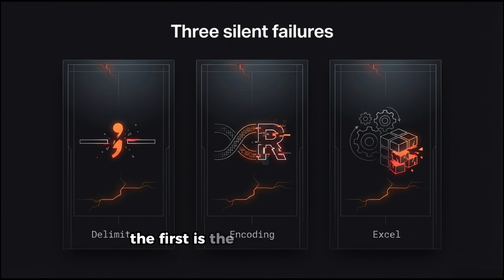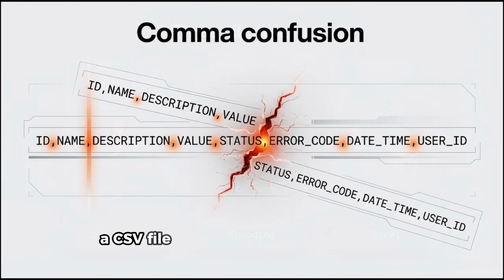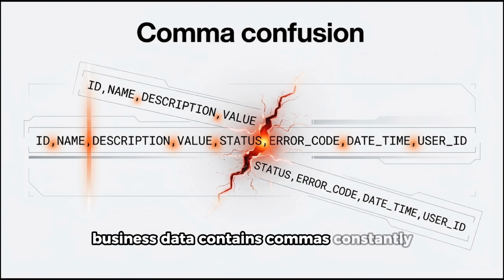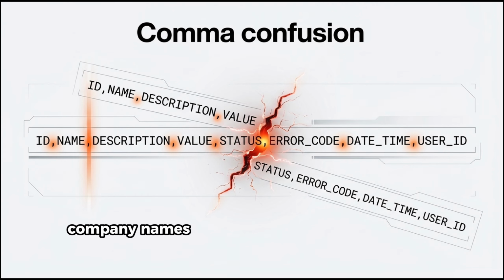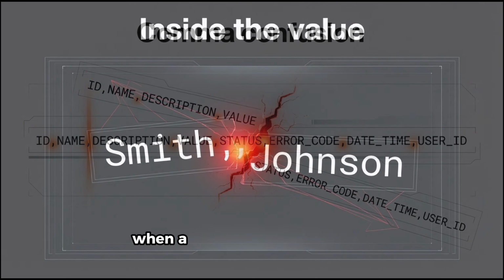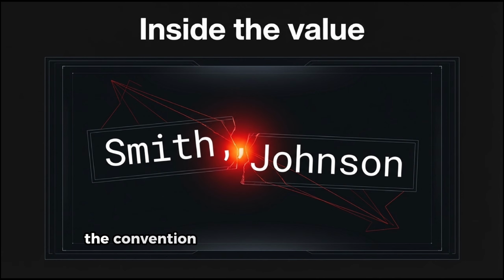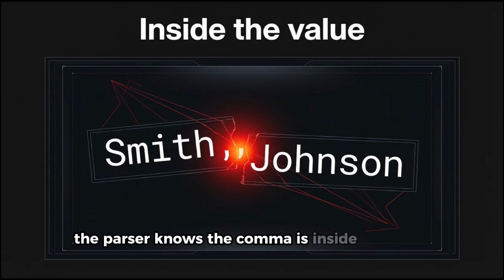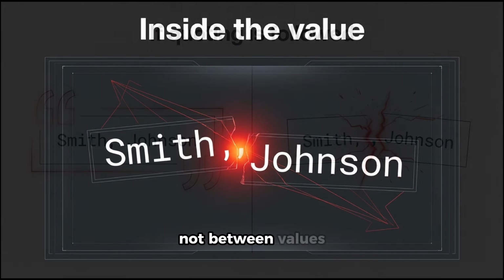The first is the delimiter problem. A CSV file separates values with commas. Business data contains commas constantly. Company names, addresses, descriptions, free text fields. When a value contains a comma, the convention is to wrap it in double quotes. Smith, Johnson & Partners becomes a single quoted value. The parser knows the comma is inside the value, not between values.